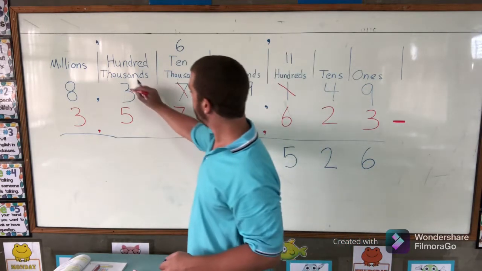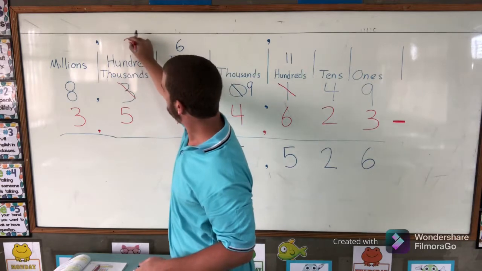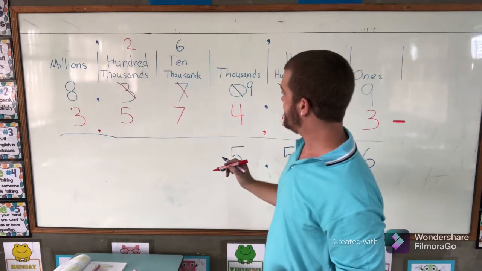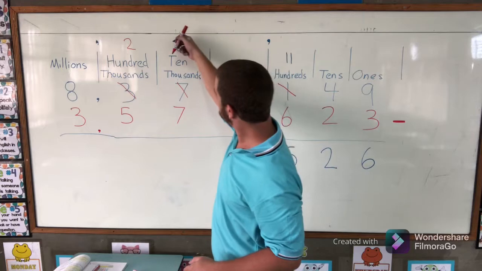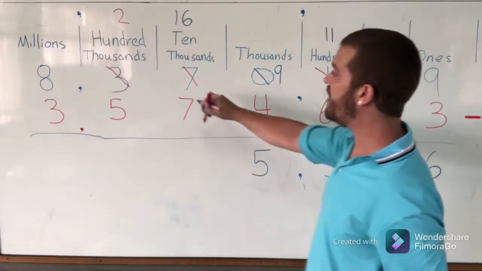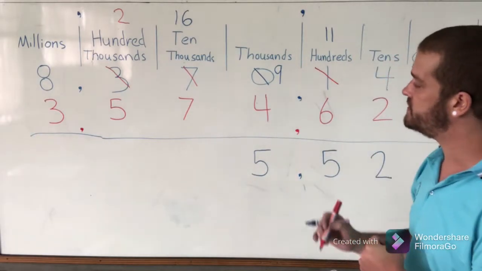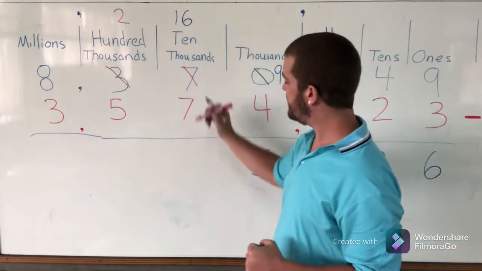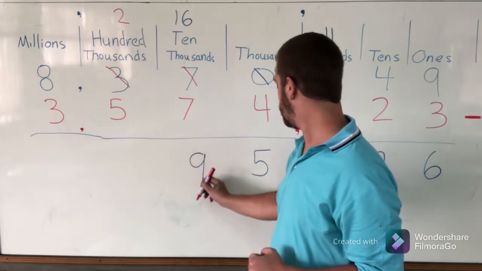No, we have to borrow again. So this is going to become a 2. Okay? So this is now 16 because we took one of our 100,000s and brought it over to our 10,000s. 16 minus 7 is just 9.